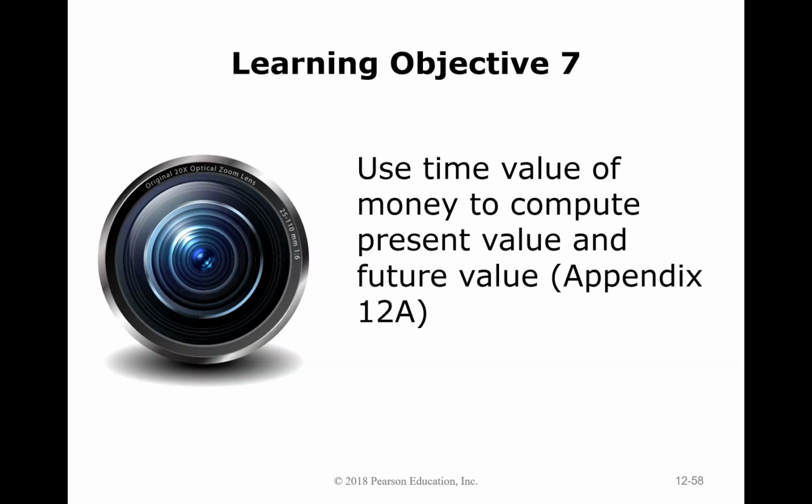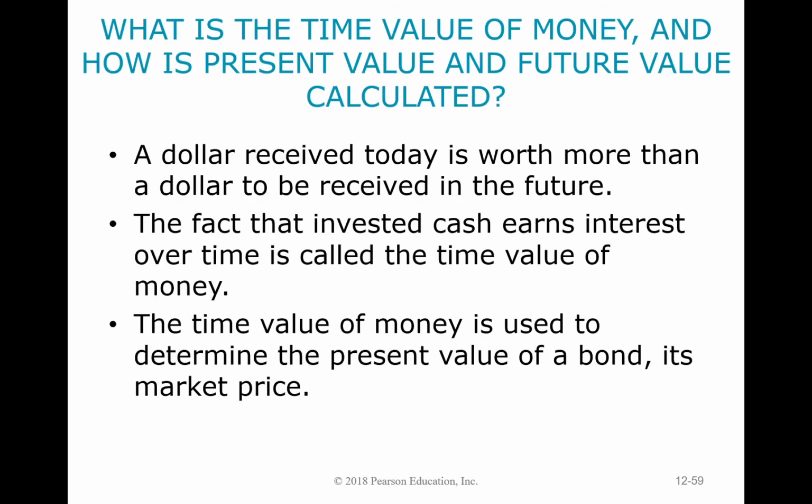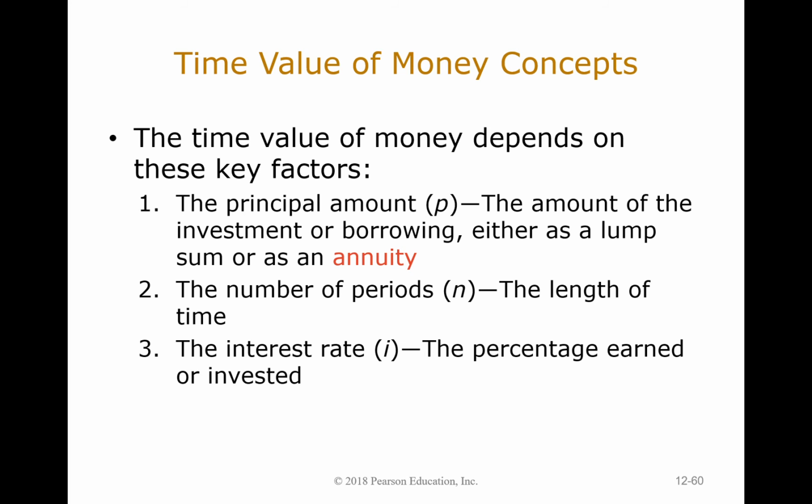So when we use the time value of money to compute present and future value, and there's an appendix in your text or the online e-text version that explains this, what we're looking at is that a dollar today is worth more than a dollar received in the future. Some people may ask why. That might be inflation or increased cost of living, but the dollar you receive today, you can do what you want with it. So invested cash earns interest over time, and this is called the time value of money. Time value of money is used to determine the present value of a bond, or what we call its market price.